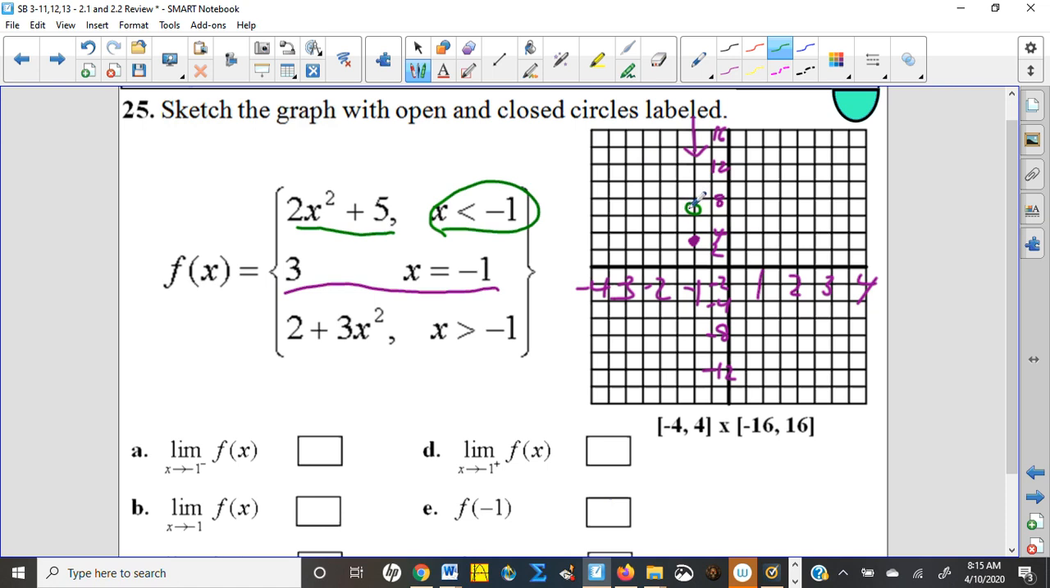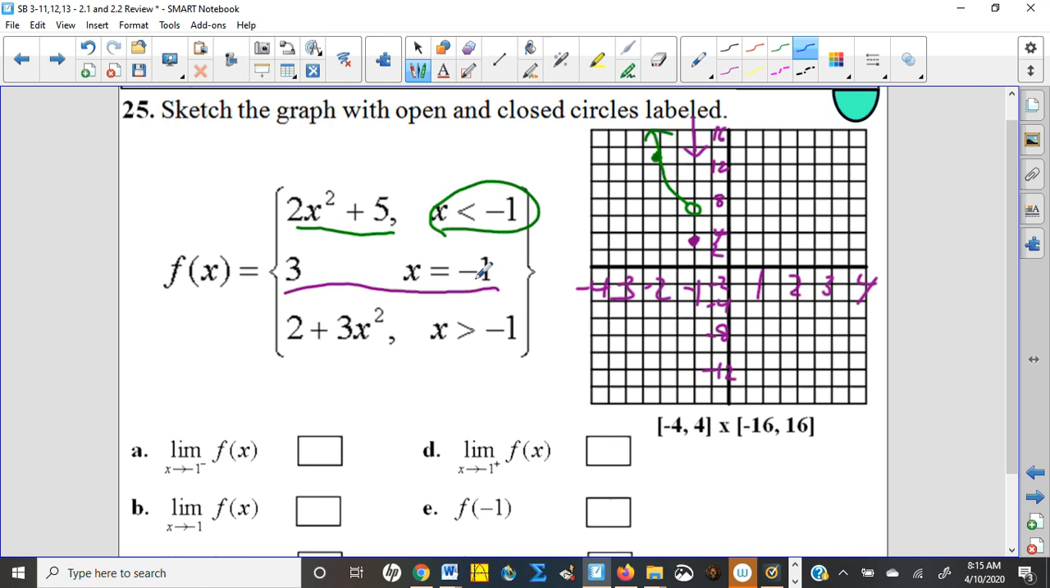Negative 2 squared is 4, times 2 is 8, plus 5 is 13. So if you wanted to get another number in there, go for it. But mostly these limits are going to be interested in what's happening at the breakpoint. So here's an idea of what the left half of the graph looks like.